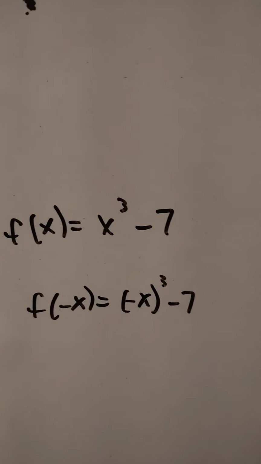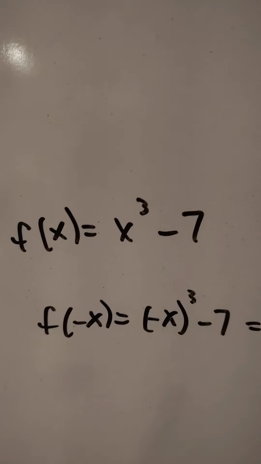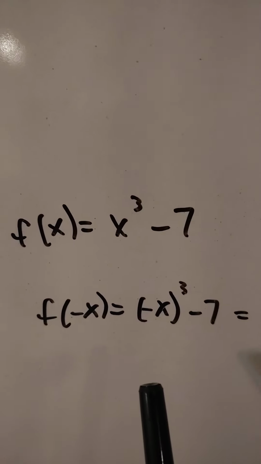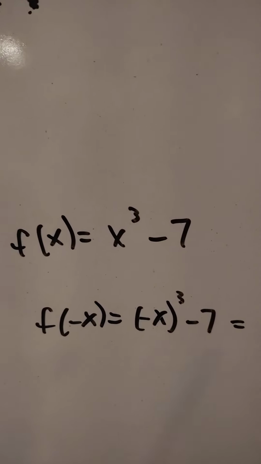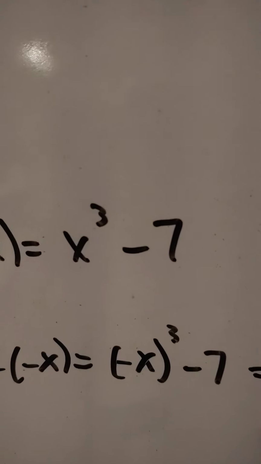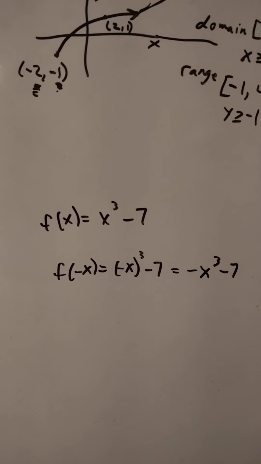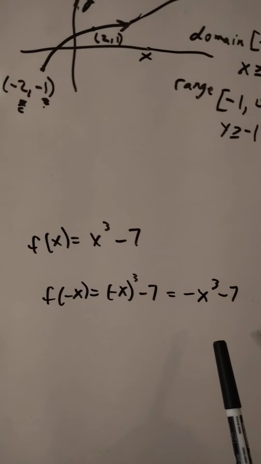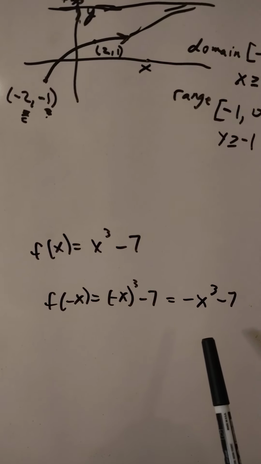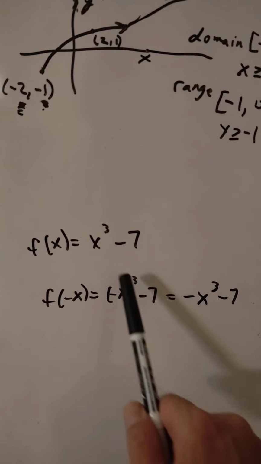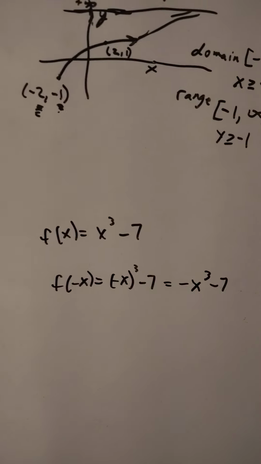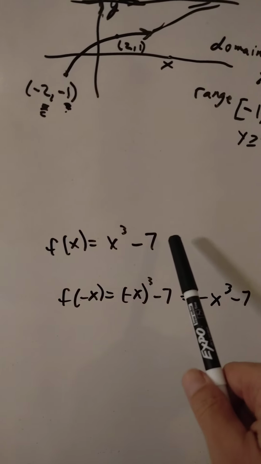And then simplify. What is -x all cubed? What's -x times -x? It's x squared. Times -x is -x cubed, minus 7. So we have that for f of -x. And notice, does f of -x equal the original function? Nope, they've got to be exactly alike, and they are not. This term is negative here, it's positive there. So that means it's not an even function. So f of x is either an odd function or neither.